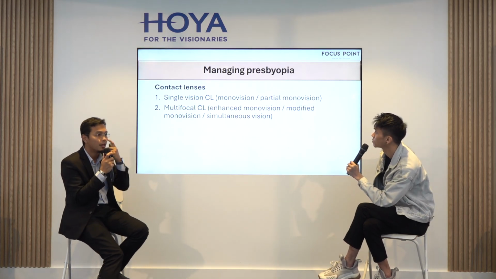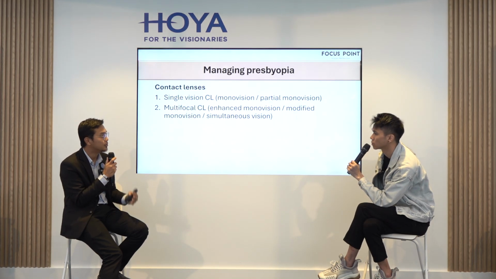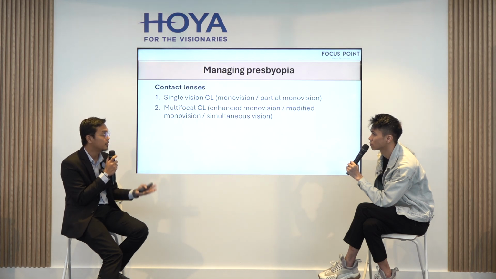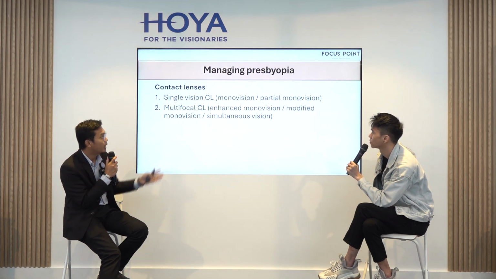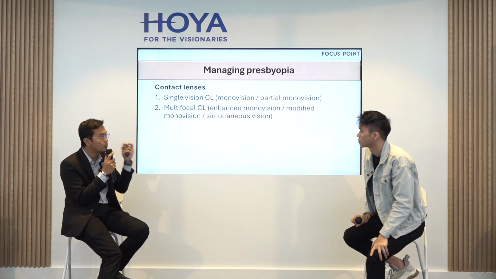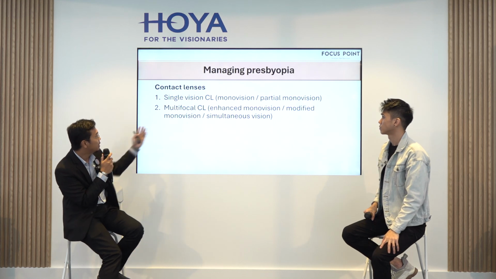Yeah. So meaning that one eye you fit the power for distance, another eye you fit the power for near. So as I mentioned before, monovision is not an approach everyone can accept. Yeah. And they also have partial monovision. Partial monovision meaning that they don't give full correction on the eye that is for near.